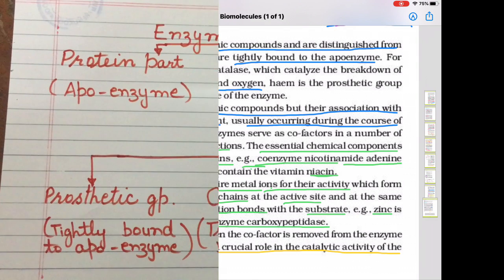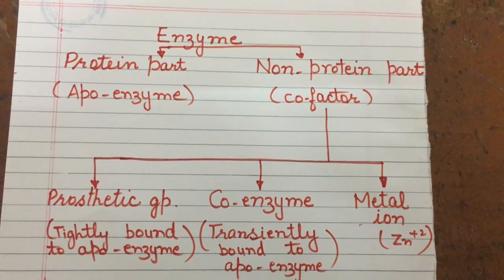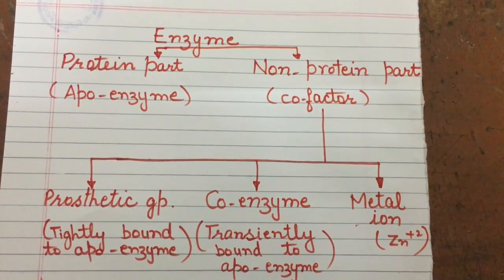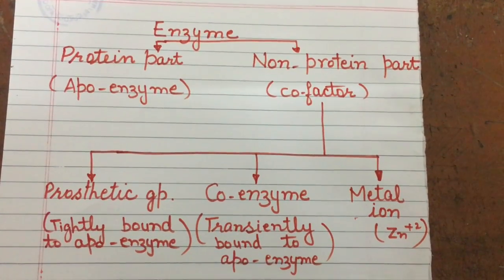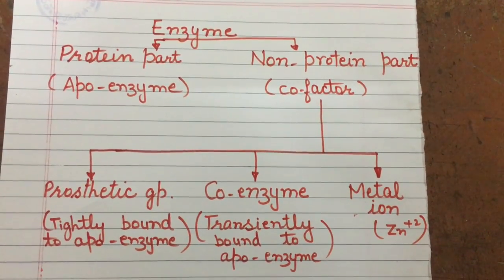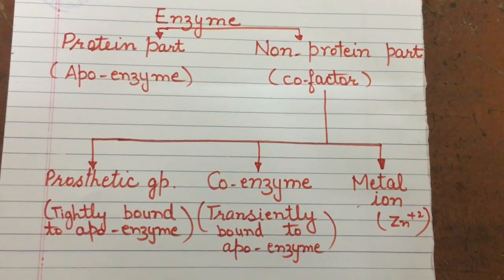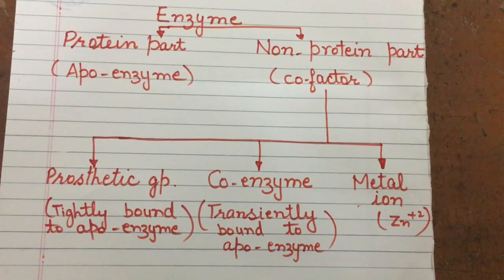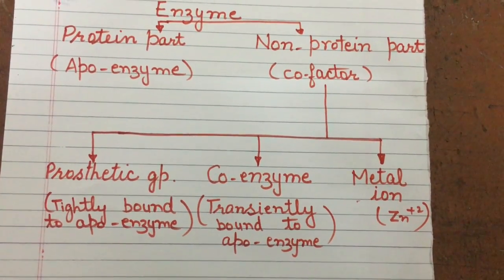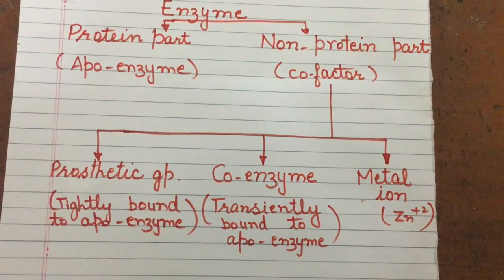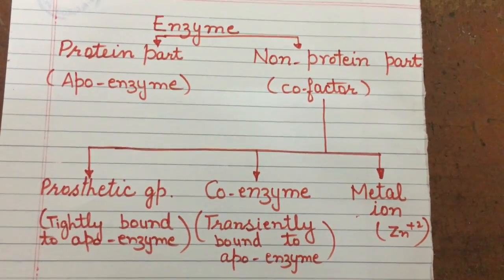Thank you. So here, enzyme consists of two parts, protein part and non-protein part. Protein part is known as apoenzyme and non-protein part is known as cofactor. Cofactor again can be of three types: prosthetic group, coenzyme and metal ion. Prosthetic group is tightly bound to apoenzyme, coenzyme is transiently bound to apoenzyme, and metal ions, that is zinc, etc., act as a cofactor. I hope this is clear.